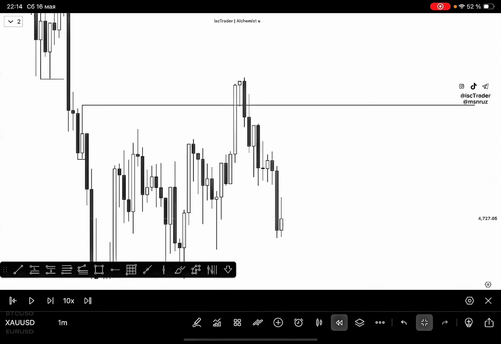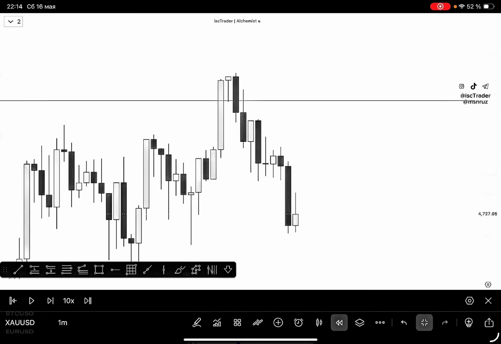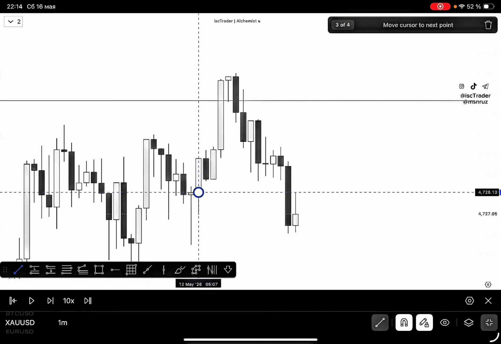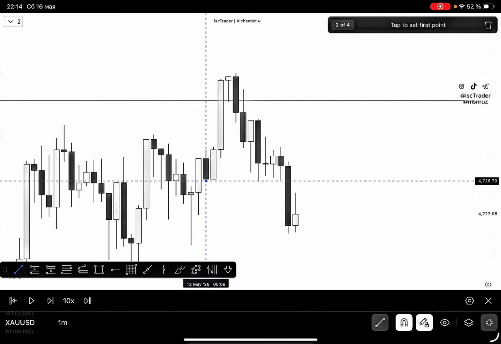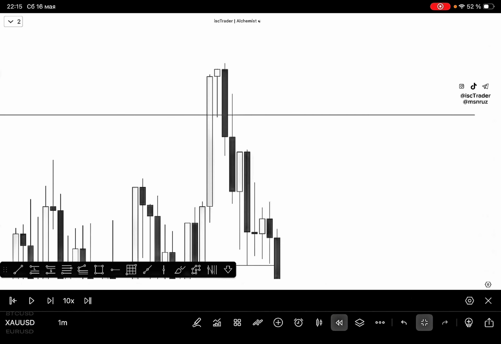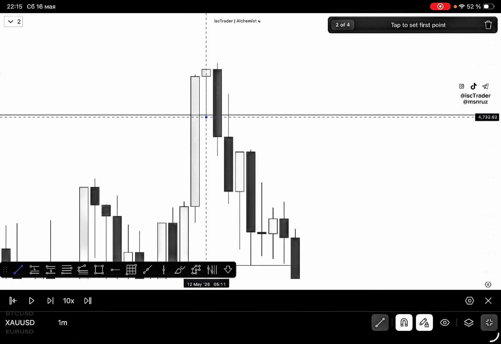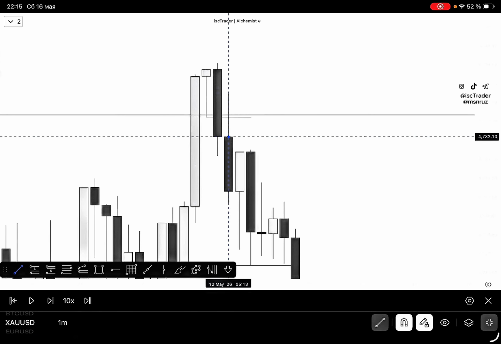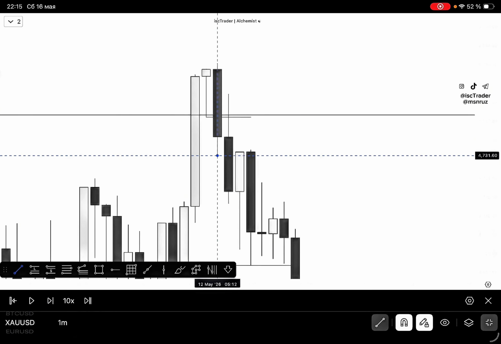Okay. Inducement sweep and breakout. A breakout. And key level. This order block is invalid. Okay.